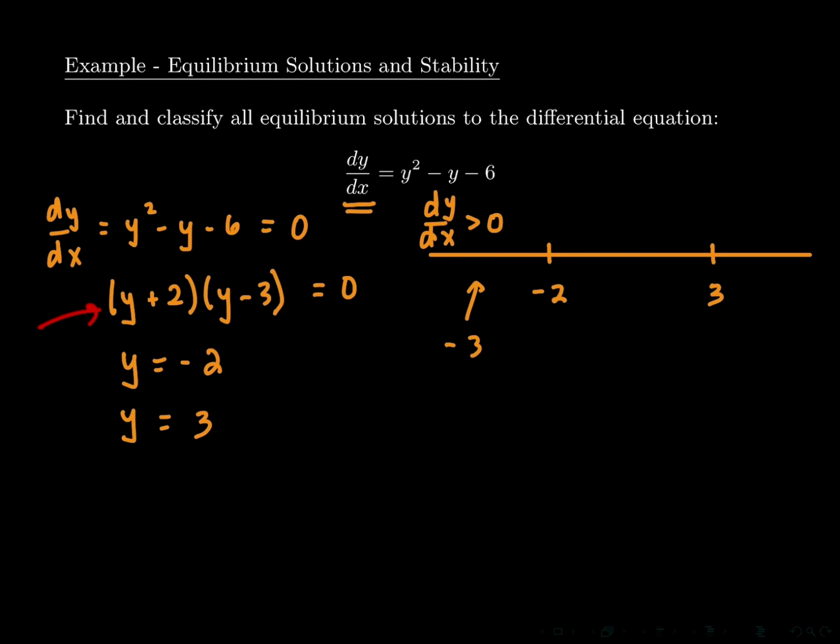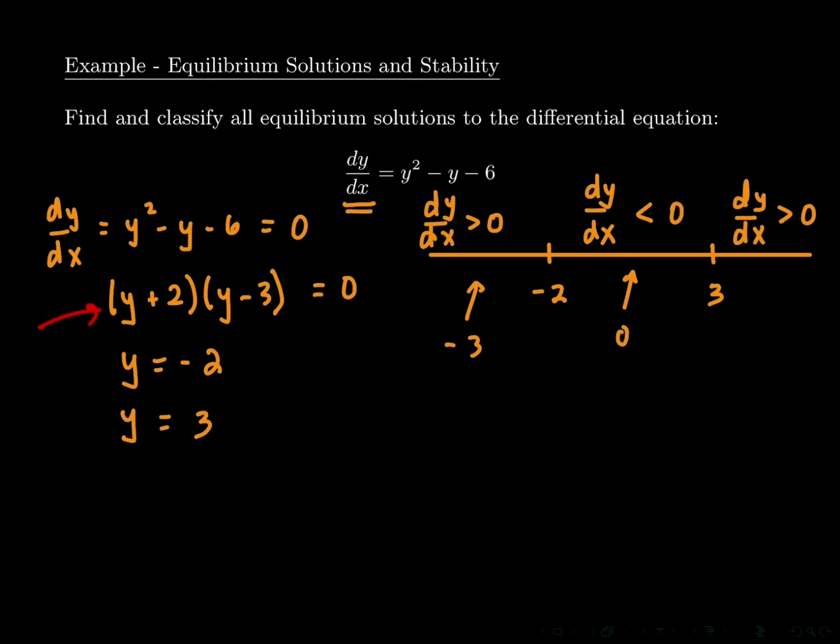Between negative 2 and 3, it's pretty easy to see that you would want to take 0 as that test point. So then you'd see that dy/dx, if you plug it in, will give you a negative value, which means it's less than 0, so the sign of it is negative. And then if you take something greater than 3, you will have positive yet again. So there you go, right?